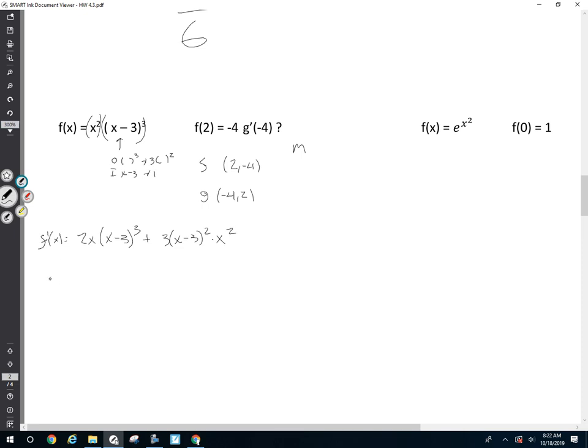Again, I don't need to simplify this. I could if I wanted to, but since I just need to find f prime of 2, I can do that. 4 times, this would be negative 1 cubed, so that's negative 4, plus 3 times, this is negative 1 squared, so it's positive 1, times 2 squared, which is 4. So I get negative 4 plus positive 12, which is 8. This is 8, which means the slope of g is 1/8, not negative 1/8. It's not perpendicular slopes, they're just reciprocals.